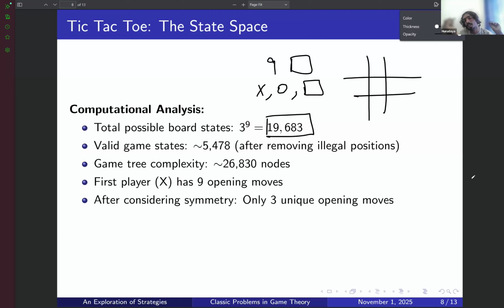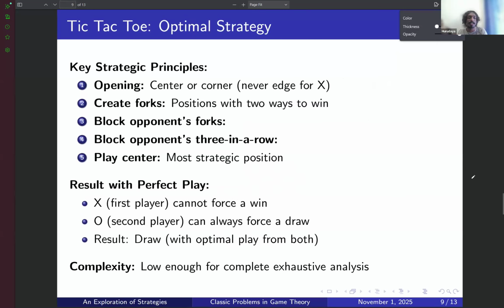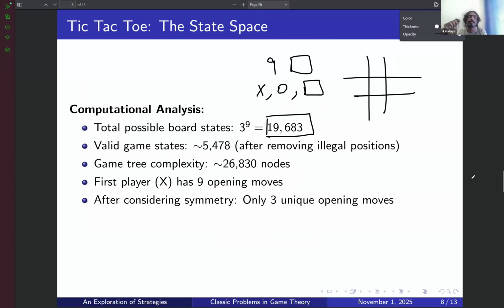So here's the first thing you'll notice. You'll see the first player, right? They only have 9 opening moves. One playing in any of the 9 boxes, right? But the more important thing is they only have 3 unique opening moves. They can either play in the corner, they can play at the edge, or they can play in the center, right? Yes, sir. So now for these 3 opening moves, we basically need to find optimal strategies that ensure that we always get a draw, right?